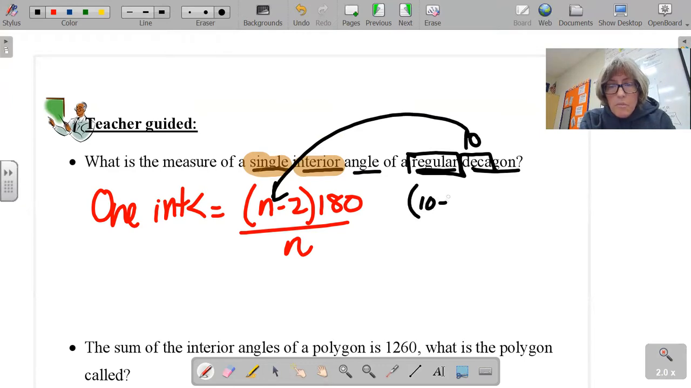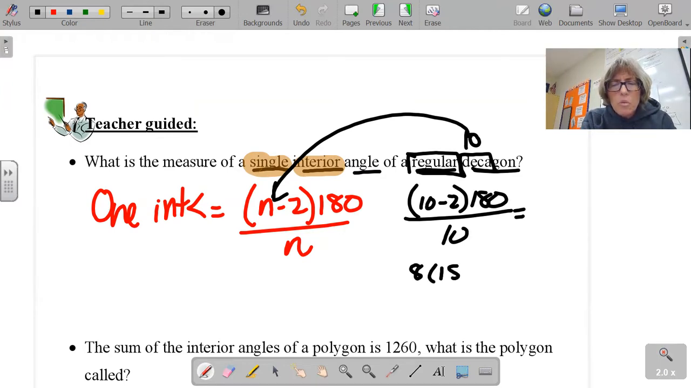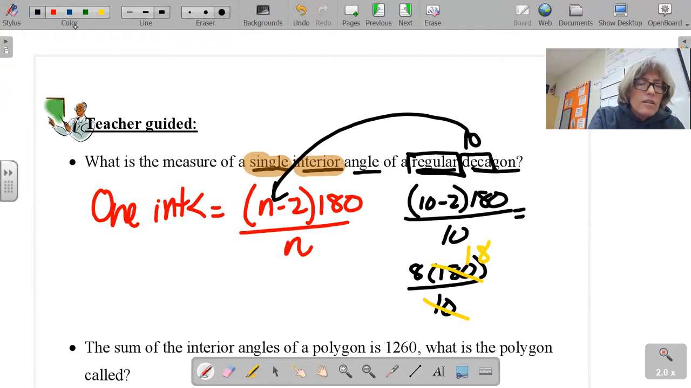So 10 minus 2 times 180 over 10. Get your hand off that calculator, kiddos. This is going to be 8 times 180 over 10. And the key to multiplying is not multiplying, it's factoring. So I can take that 10 into 180 and get 18. Then longhand, I simply do 8 times 18.